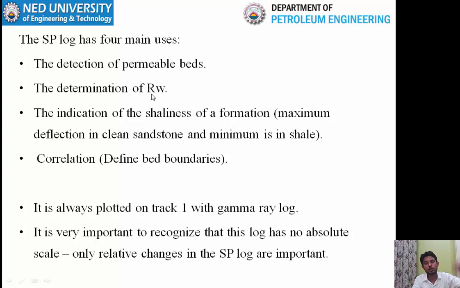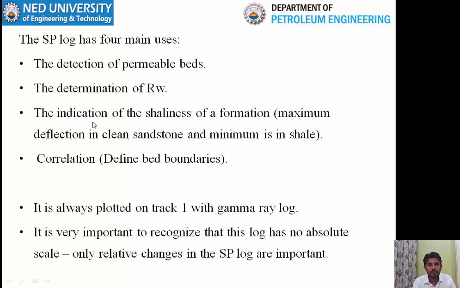And once we have the saturation of hydrocarbon, we can calculate the initial hydrocarbons in place. For that we need porosity and area and formation volume factor. So in other words, this SP log can help you in the calculation of the hydrocarbon in place. So this is an important use of the SP log.